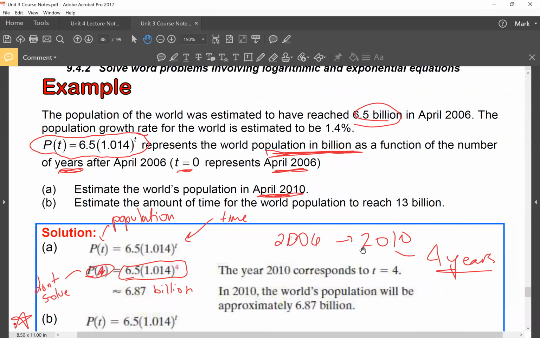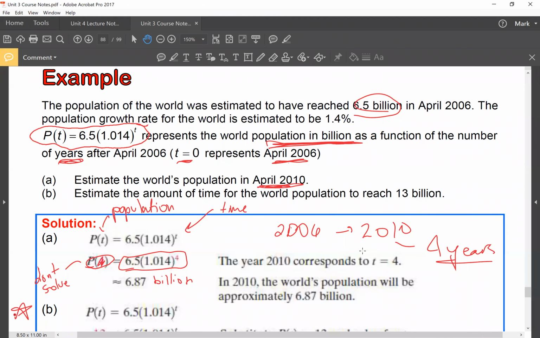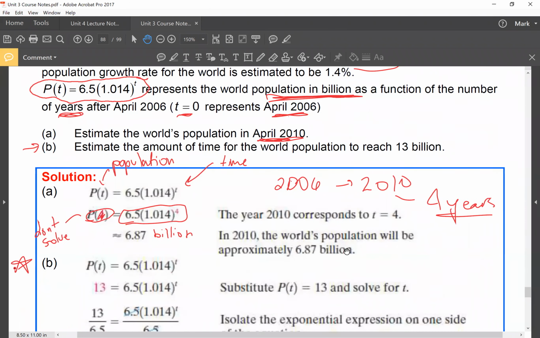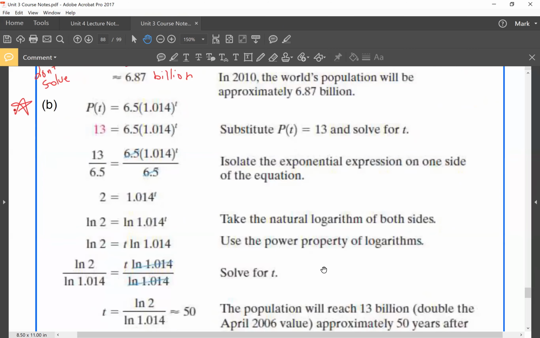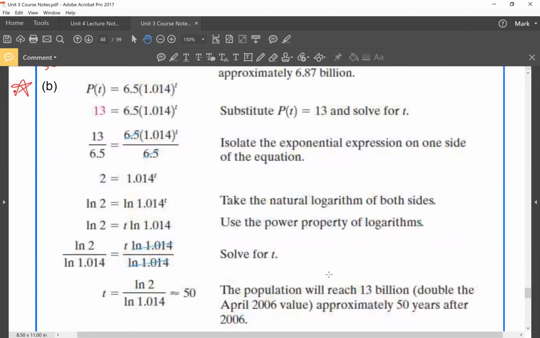So let's read the question. I'm reading question B: estimate the amount of time for the world population to reach 13 billion. Like question A, you could probably have solved it before we even started this course, if you had a calculator and I gave you this formula. This might give you a problem if you never did this course. If you've never heard of a logarithm, it would be very hard to solve this question. But it's actually not that bad.